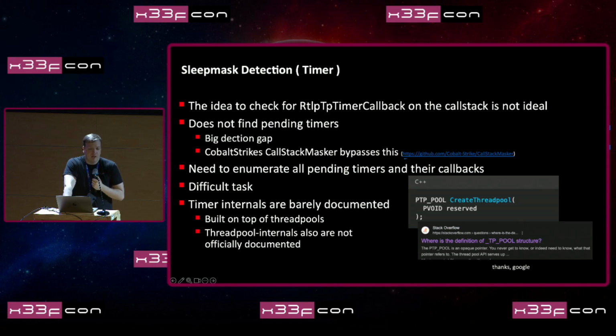The idea to check for this callback on the call stack is not ideal because we do not find pending timers. We only find those timers who already fired. And this leaves a big detection gap, and CobaltStrike's call stack masker currently bypasses this. And in order to find projects like these, we would have to enumerate all pending timers and the callbacks, which is not an easy task since timers are barely documented, and thread pools on which timers are built on, they're also not officially documented.